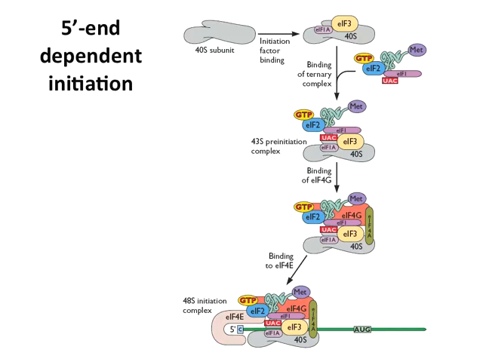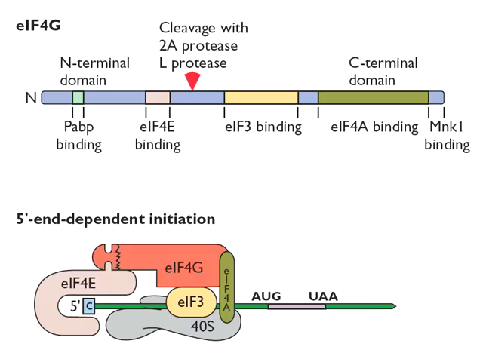And then this has to scan and find the AUG. So we do believe that this complex in some way moves to the AUG. We don't know how that happens. We don't know when the cap is let go or if the RNA is threaded through this. This is an unsolved problem. But that complex does have to get down to the AUG.